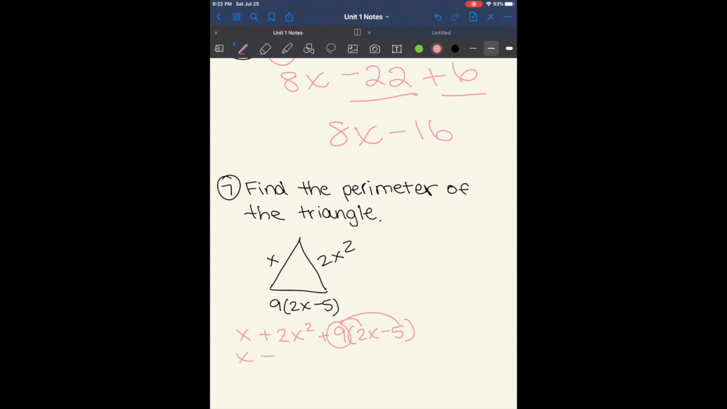First step is to distribute. So that gives us x plus 2x squared plus 18x minus 45. Then we have to combine like terms. So x and 18x are both like terms, which is 1 plus 18, which gives us 19x. Then to keep it in order, we go from highest exponent to lowest exponent. So it's 2x squared plus 19x minus 45.